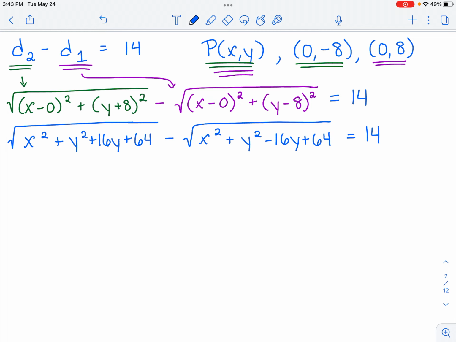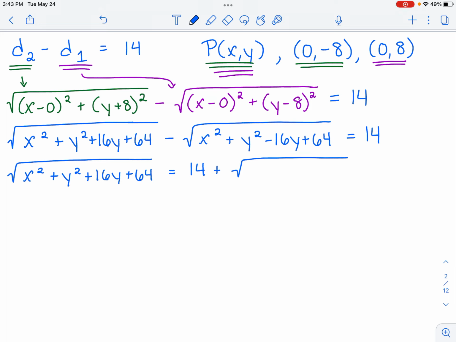So now I have an equation to solve that has two square roots in it. And the square roots are both on the same side, which we want to avoid. So what I'm going to do is move this square root right here to the other side of the equation by adding it over, okay? So now I have the original square root on the left, x squared plus y squared plus 16y plus 64, is equal to 14 plus this other square root. Now, is this step 100% necessary? No, but it will make life a little bit easier for us.